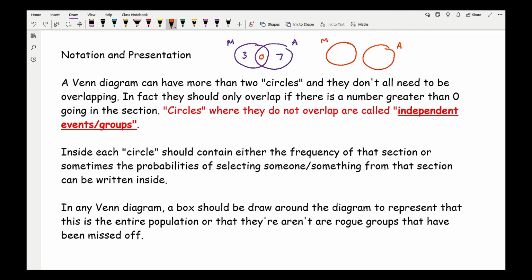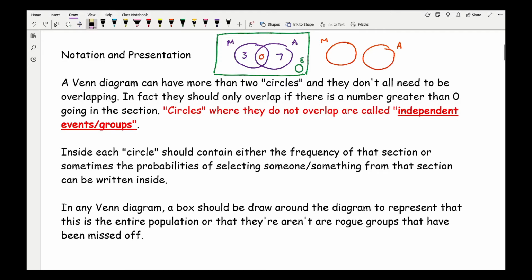Now you need to make sure that you do draw a box around your Venn diagram, to the point where you might even lose a mark by not drawing a box. Basically, what that box represents is that there are no other external groups in this particular population in terms of this particular situation, because you don't want, let's say, a little group here, which lesson do we have, English, like so.